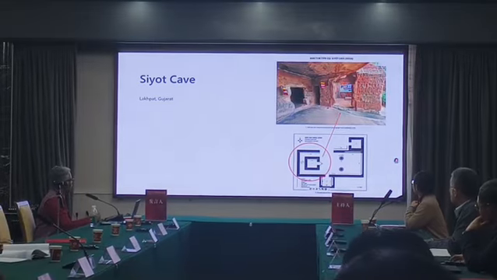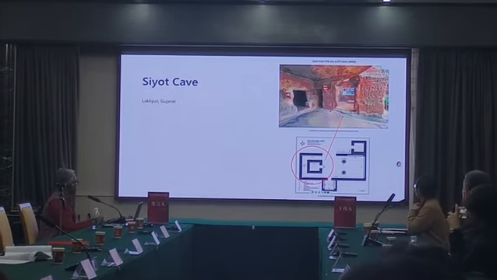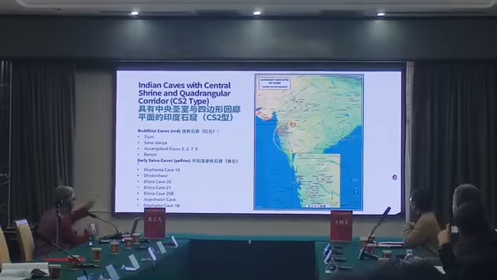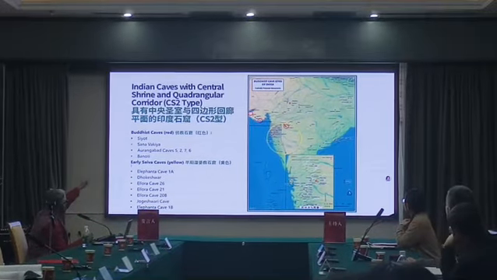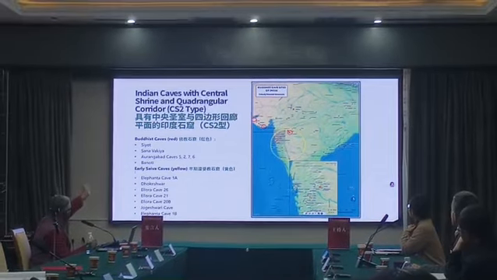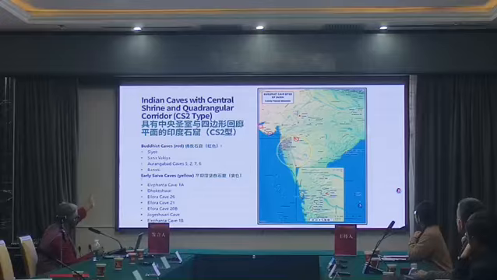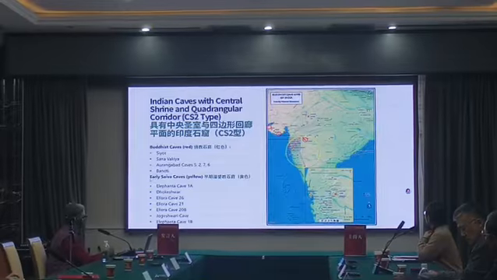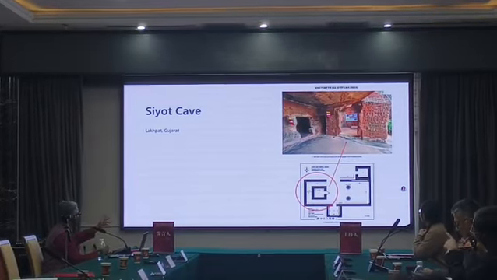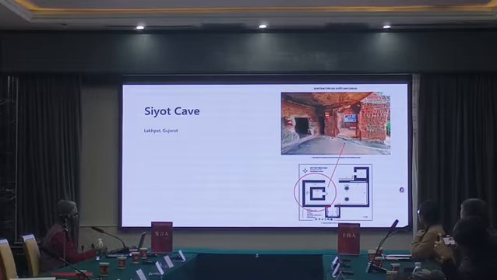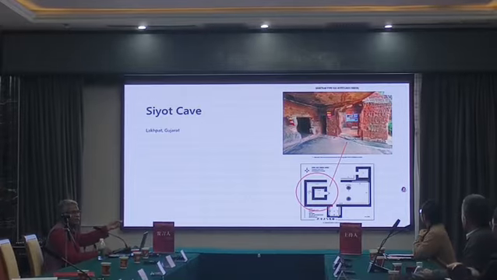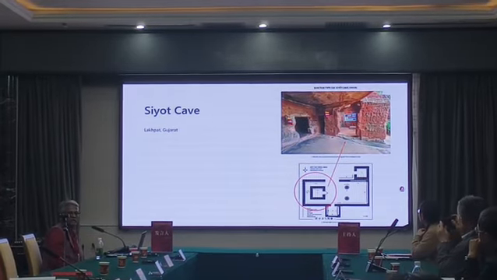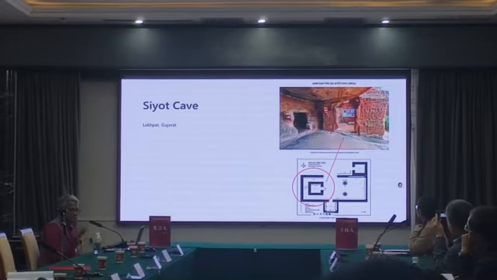Now, here is the Sio Cave. It is on the westernmost part of India. The first red circle on the left side is Sio Cave. It is on the border of India and Pakistan. So that is where this single cave is found. I made this schematic ground plan just 2 weeks back before coming here.